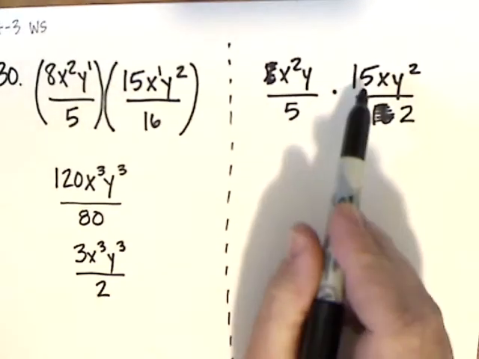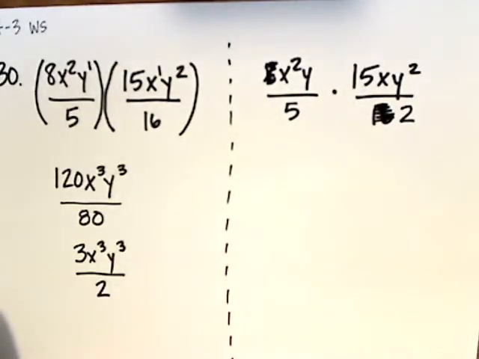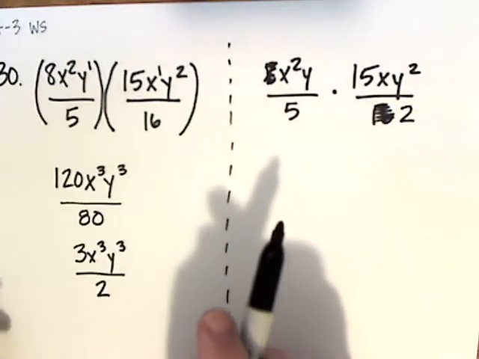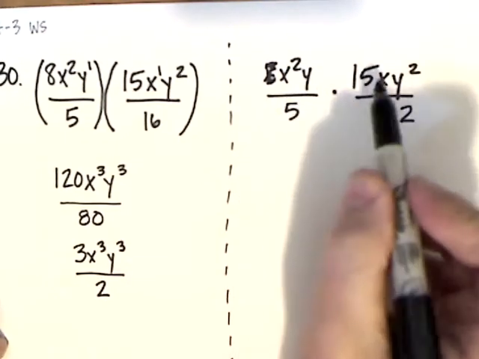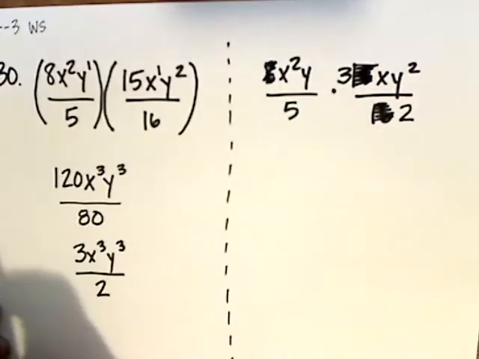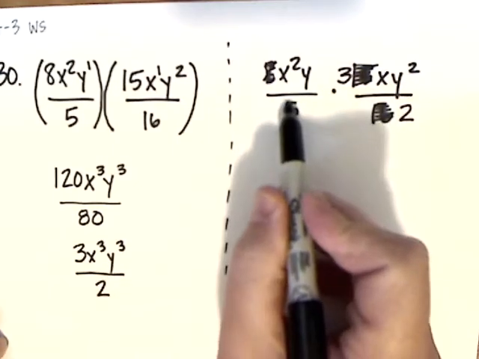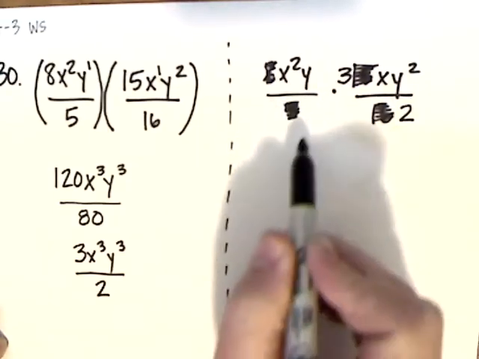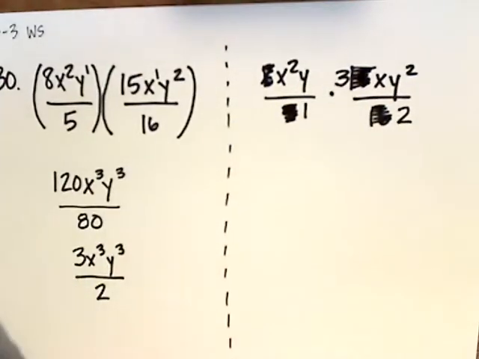Now I look at this 5 and this 15. Do you know of a number that you can divide both 5 and 15 by? That's right, you can divide them both by 5, right? So 15 divided by 5, that becomes a 3. The 5 divided by 5 becomes a 1. You could either leave it blank, or if you like, you can write the 1 there.